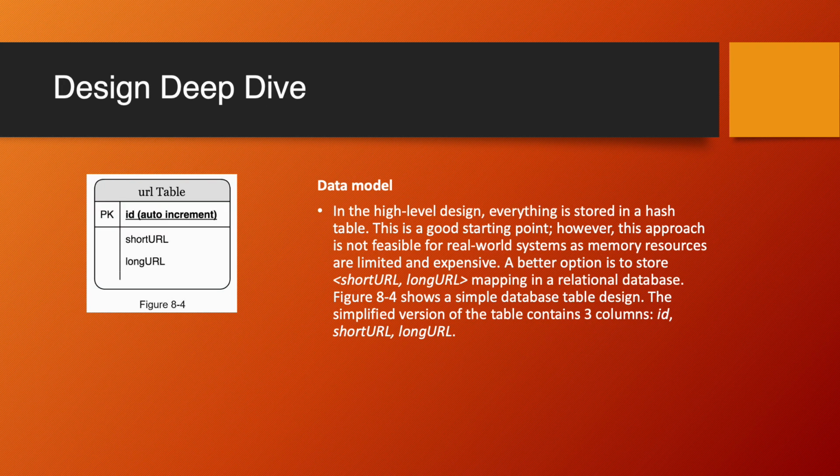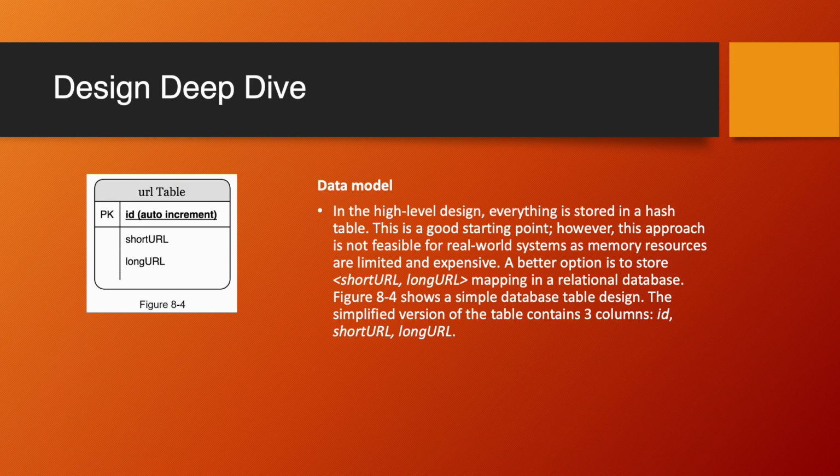At this part of the design discussion, there might be some deep dives into a few components. I'm taking a few examples here, but there might be others. So here, like data model. In the high-level design, everything is stored in a hash table. This is a good starting point. However, this approach is not feasible for real-world systems as memory resources are limited and expensive.